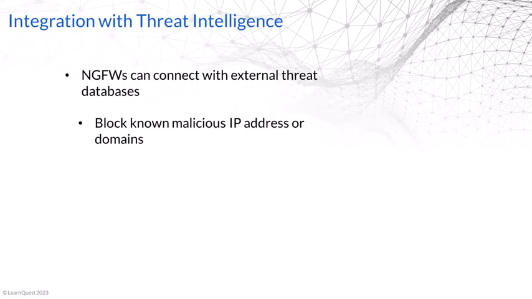Next generation firewalls can integrate with threat intelligence feeds to bolster your policies. By connecting to external threat databases, your firewall can automatically update its policies to block known malicious IP addresses or domains. This proactive approach adds an extra layer of defense against emerging threats.